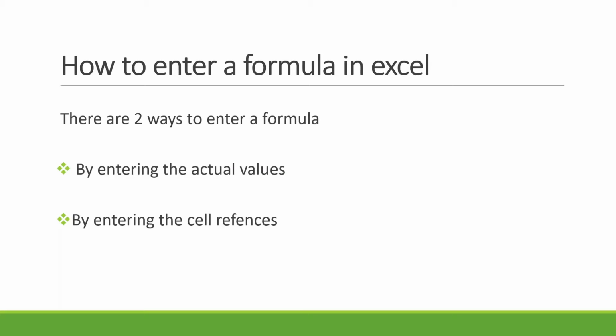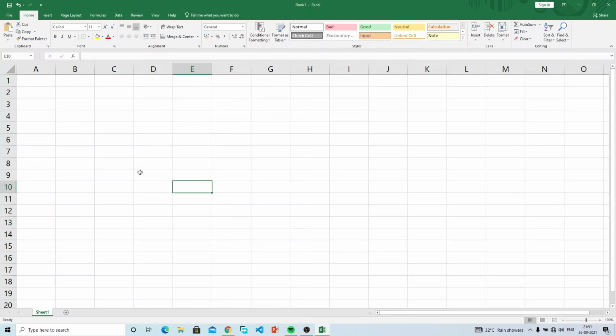So how do you enter a formula in Excel? There are two ways to enter a formula in Excel. The first way is by entering the actual values, and the second way is by entering the cell references. Okay, so let's try both methods. Let's say we have some data here. So let's call this data some data. All right, and then we have 10, 20, 30. We are going to use both methods to calculate the totals for this data.